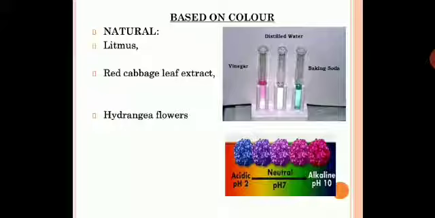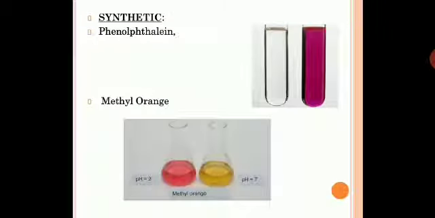Natural indicators: litmus, red cabbage leaf extract is again a natural indicator, and hydrangea flowers are again a natural indicator. So please take down under natural indicators these three names: litmus, red cabbage leaf extract, and hydrangea flowers. Then synthetic, you take down two: phenolphthalein and methyl orange. Phenolphthalein remains colorless in acidic medium and turns pink in base. And methyl orange turns red in acid and yellow in base.